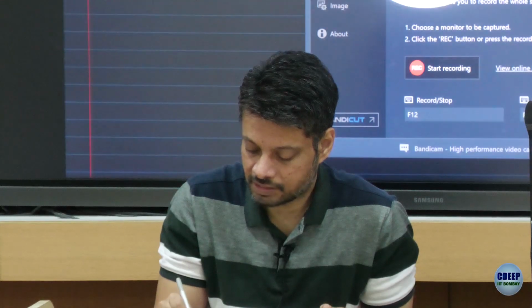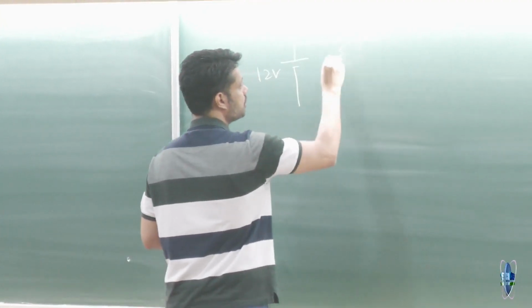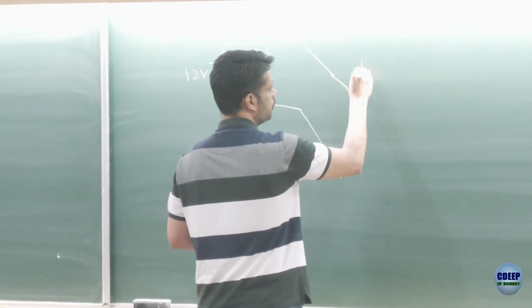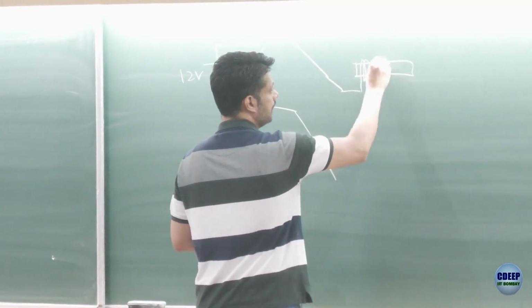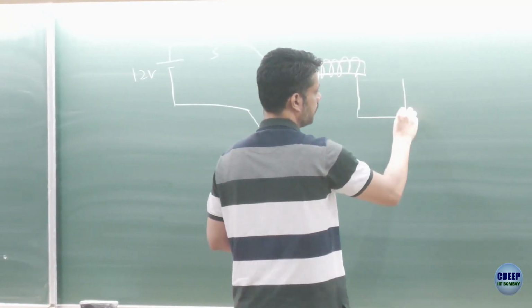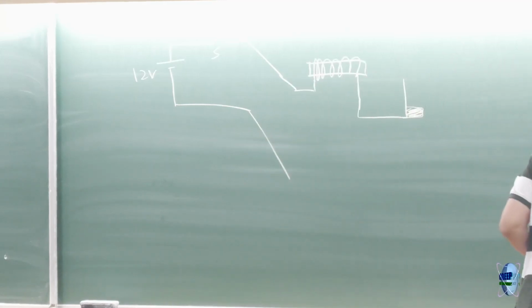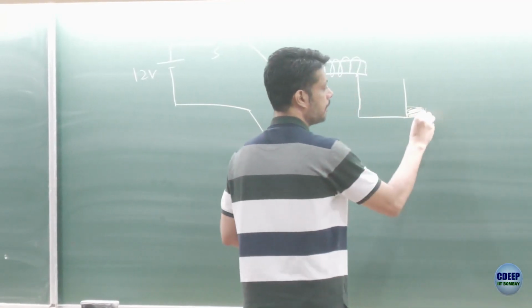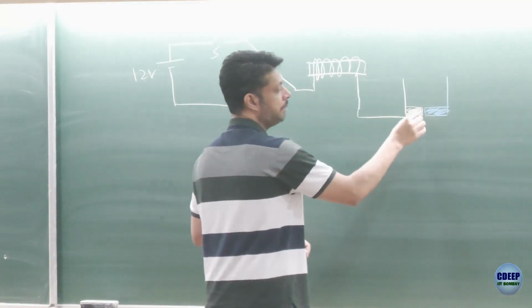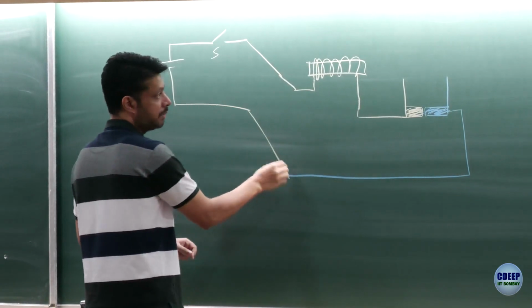Okay, let's start today's lecture. So this is your 12 volt supply battery. This goes to a switch. This circuit goes to an electromagnet, which then connects to a mechanism which can make the contact, which can break the contact, and this is how your circuit gets completed.